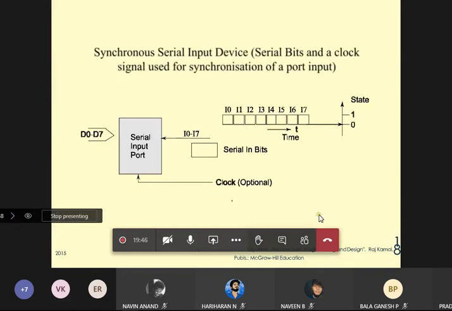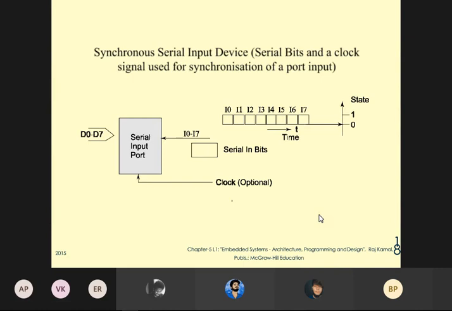If you see this diagram, it shows how the serial input ports are available. There are two inputs. One input is I0 to I7, which is the data I am going to give inside, and the other input is the clock signal. So, synchronous serial input device: the first letter represents synchronization. Synchronization means I am going to send the data along with the clock pulse. Remember, synchronization is nothing but sending the data along with the clock pulse.